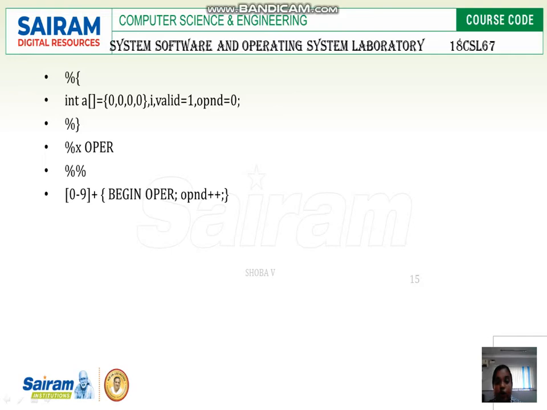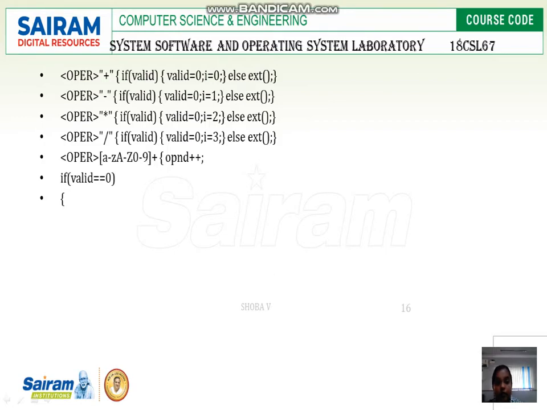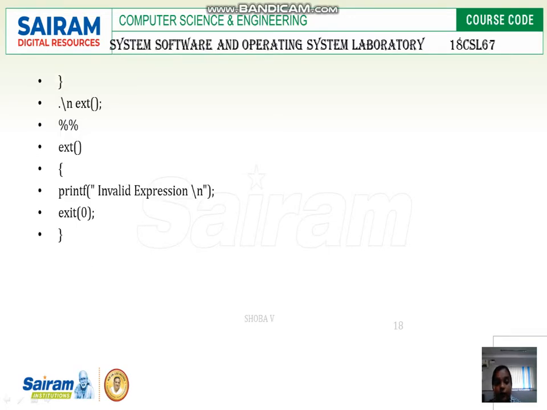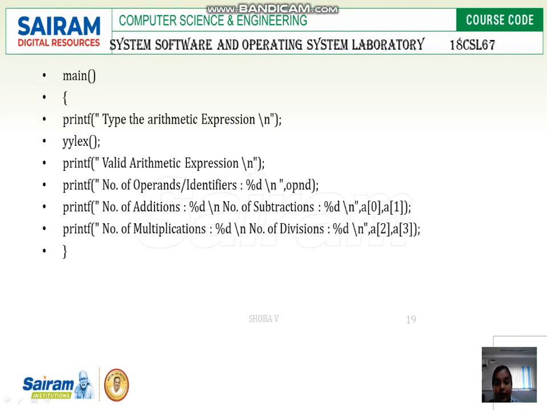And this is the rule section, which has the operand regular expression, [0-9]+, opening with an open brace and ending with a close brace. The same applies to all the rules. We use the condition: if valid equals 0, then we increment, and we assign valid equal to 1, else we assign 0. Otherwise it is an invalid expression. Then in the main section, this is the C code section.